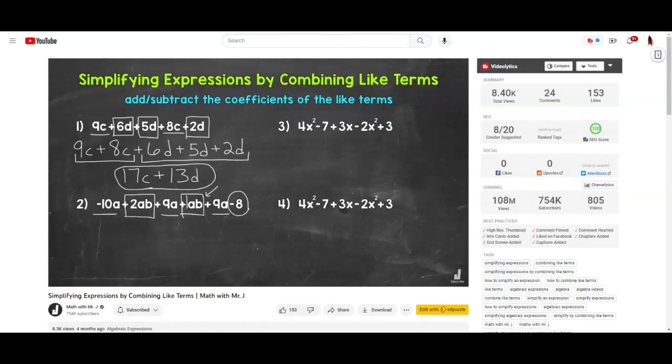Now we can rewrite this expression with the like terms next to each other. We have -10a plus 9a plus 9a plus 2ab plus 1ab minus 8. Now we can combine like terms. Let's start with -10a plus 9a plus 9a. -10 plus 9 is -1, plus 9 is 8, a positive 8.